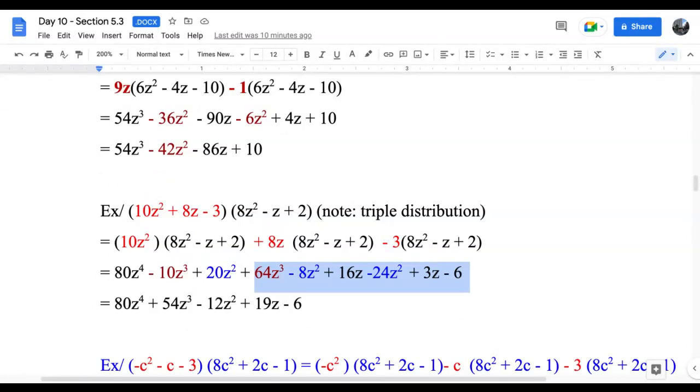So we combine like terms. Like terms, we have z³, negative 10z³ plus 64z³. That becomes plus 54z³. 20z² minus 8z² minus 24z². That becomes negative 12z². Then 16z and 3z, which is 19z, then minus 6. So combine like terms when we add or subtract. Any questions?